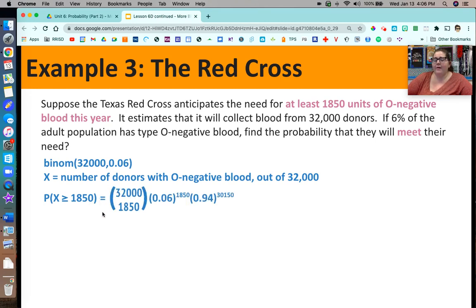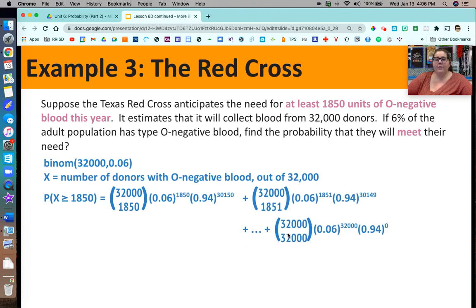If I think about how I would do this, working up, I would want 1,850, 32,000 choose 1,850, et cetera, plus 1,851, plus all the way up to 32,000. And I could do binom PDF with x is 1,850, plus binom PDF with x is 1,851, plus et cetera, all the way up to binom PDF with x is 32,000. That would take a ridiculous amount of time. Nobody wants to do that, right?